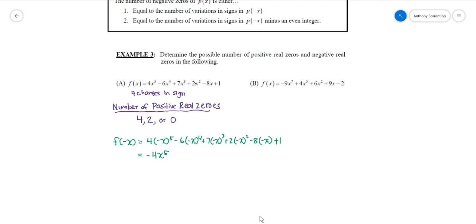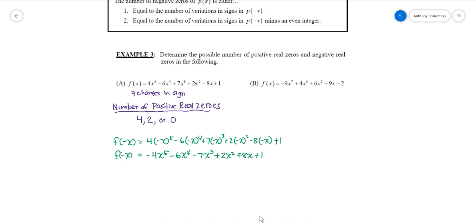Negative x to the 4th is a positive x to the 4th, times a negative 6 is going to be a minus 6x to the 4th. And I keep doing the simplification, making sure I'm accounting for the powers. Negative x squared is positive, so this is going to be a plus 2x squared, a plus 8x, a plus 1. So f of negative x has now been established and simplified.